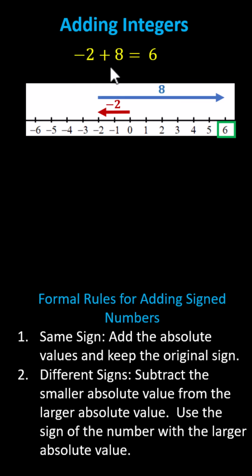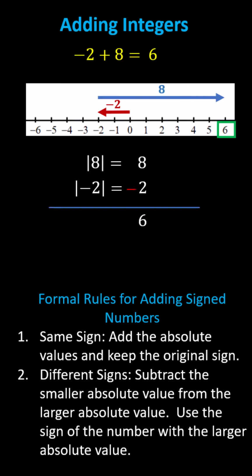We're still adding integers with different signs. So again, we subtract the smaller absolute value from the larger absolute value, and then use the sign of the number with the larger absolute value. We begin by determining the absolute value of positive 8, which is 8, then determine the absolute value of negative 2, which is 2, and now we subtract 2 from 8, which is positive 6, and because positive 8 has a larger absolute value, the sum is positive 6.